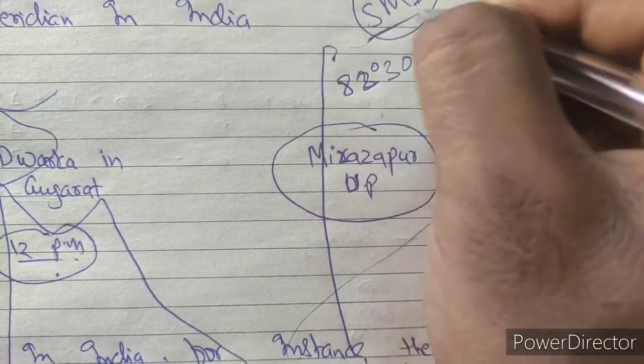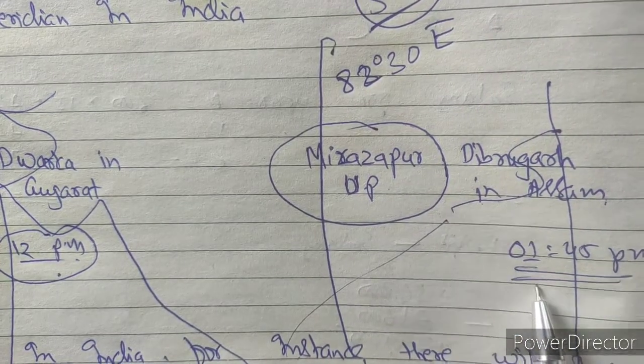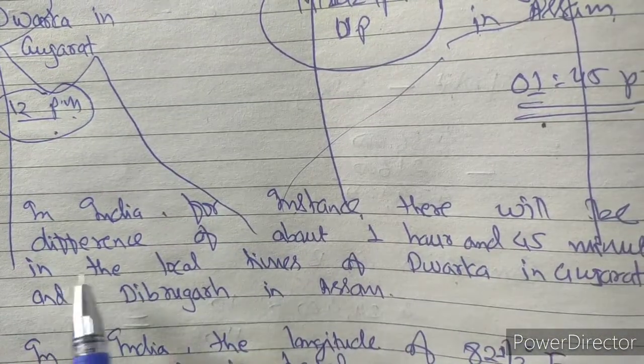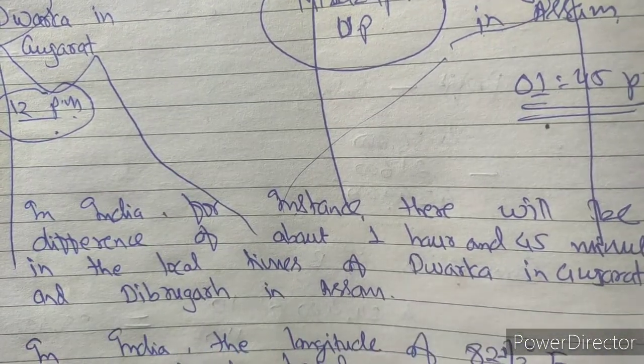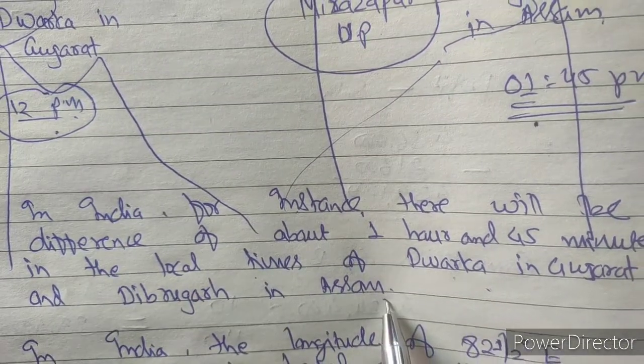Because by this only we are taking our time. Otherwise there will be a difference of 1 hour and 45 minutes. In India, for instance, there will be a difference of about 1 hour and 45 minutes in the local time of Dwarka in Gujarat and Dibrugarh in Assam.